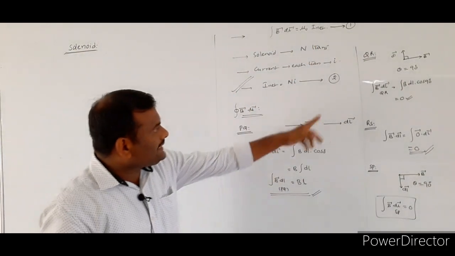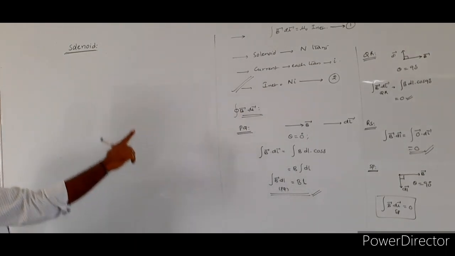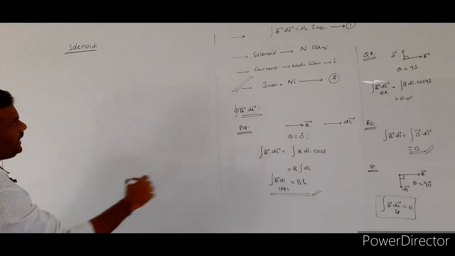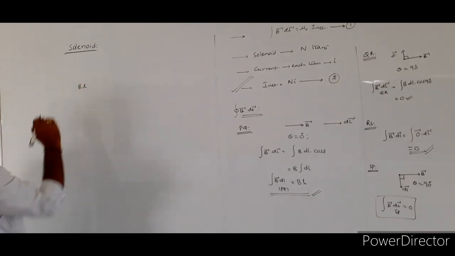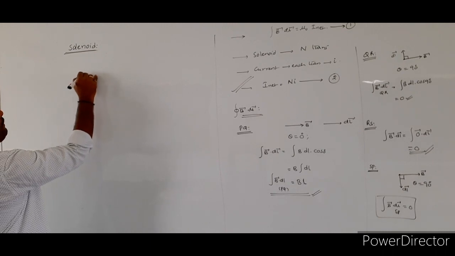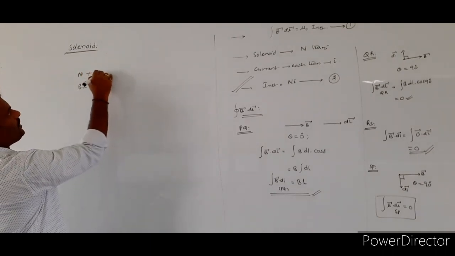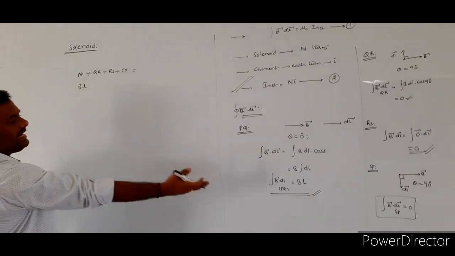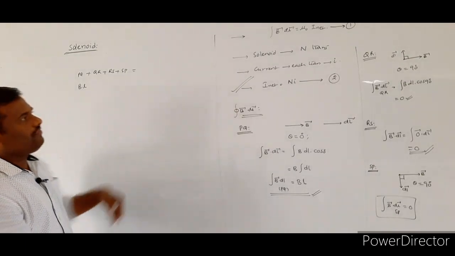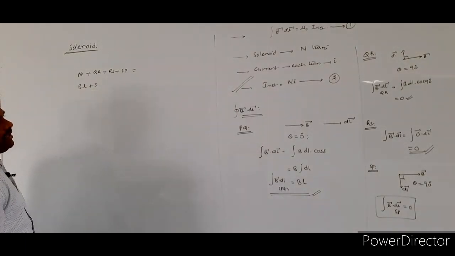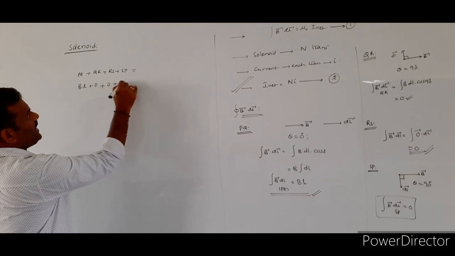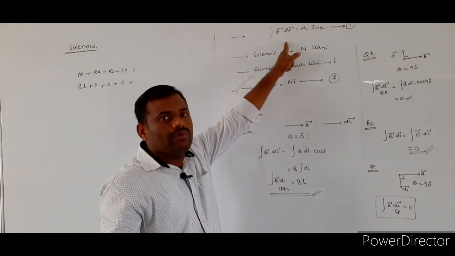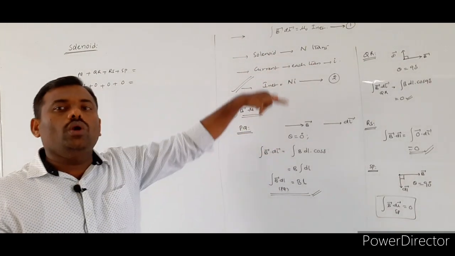If you substitute all these values in equation number 1, the line integral of B bar dot dL bar, I am writing for the PQ portion. That value is equal to B L for the PQ portion, plus the QR portion, plus the RS portion, plus the SP portion. For the PQ portion, the line integral value is B into L. For the QR portion, that value is 0, the RS portion is 0, and the SP portion is also 0. So this is the line integral of B bar dot dL bar for the entire closed loop.